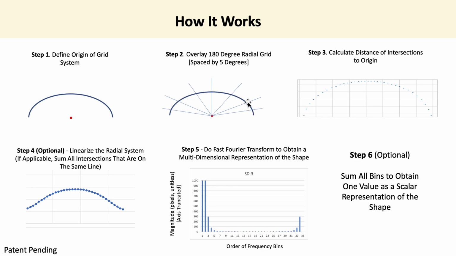We then calculate every single intersection's distance to the origin, as can be seen in step 3. In step 4, which is optional, you can linearize it into 2 dimensions. We did this simply for illustrative purposes, but you can go directly to step 5 without doing step 4. In step 5, you just do a fast Fourier transform on the data from step 3 or 4 to get a frequency plot, which is a multi-dimensional representation of the shape that you started with. And if you want to derive one scalar value representing the shape, you can sum all the bars in each of these bins together to get one value. And that one value represents the shape that you began with.